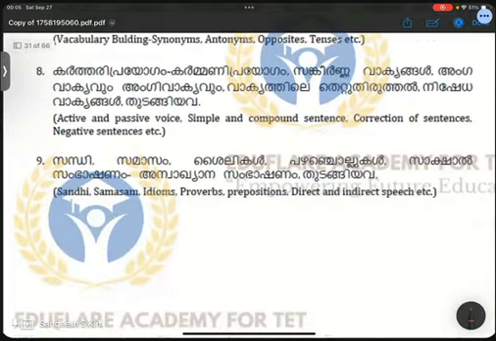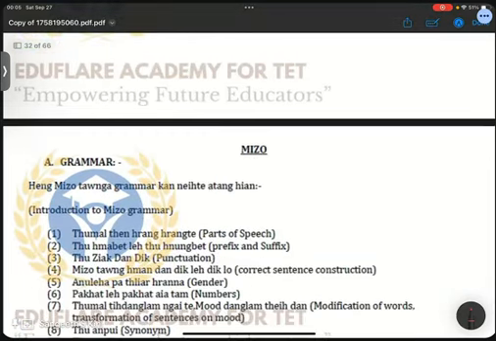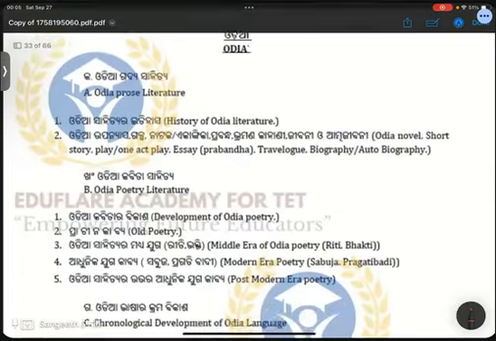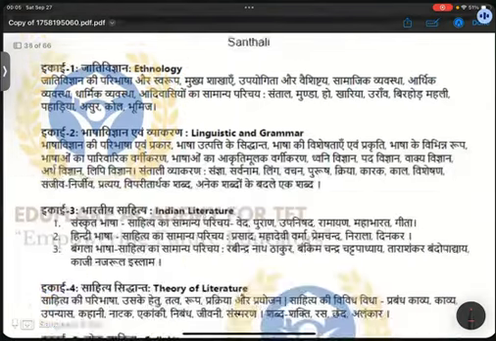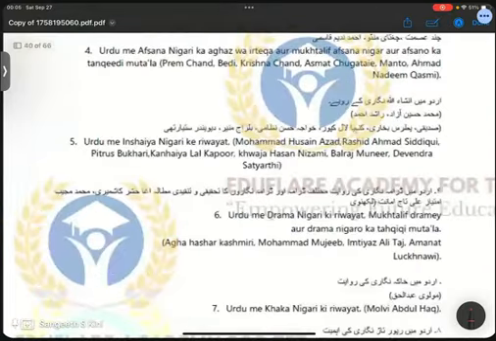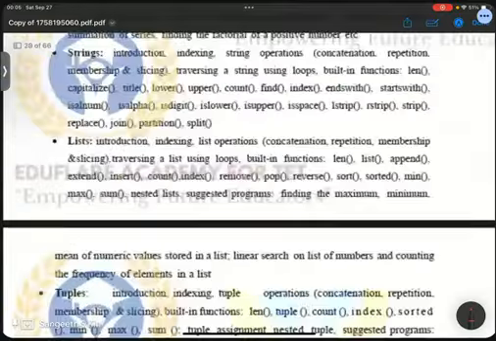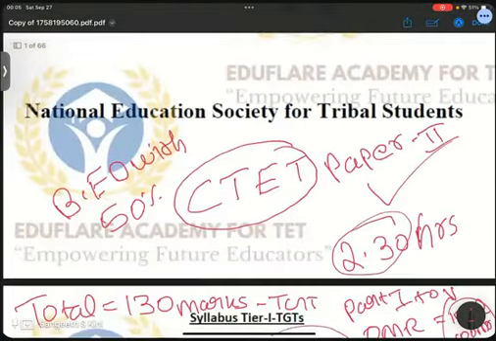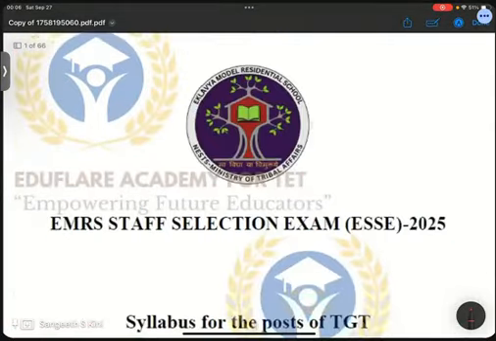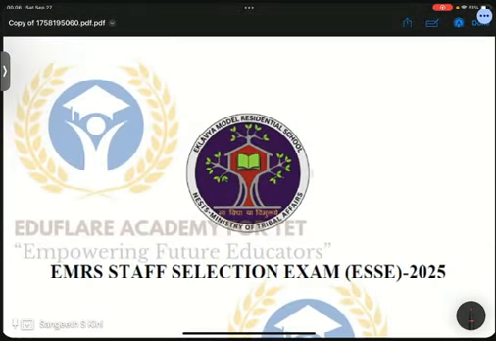Also, grammar and usages. So in the case of English, Hindi, and the regional languages, only basic grammar is asked in the examination. Mizoram, Odia language is there. So these are the regional languages. You can refer to the details after getting the syllabus. So this is about TGT. I think you are clear about the pattern and the mark distribution from this syllabus.